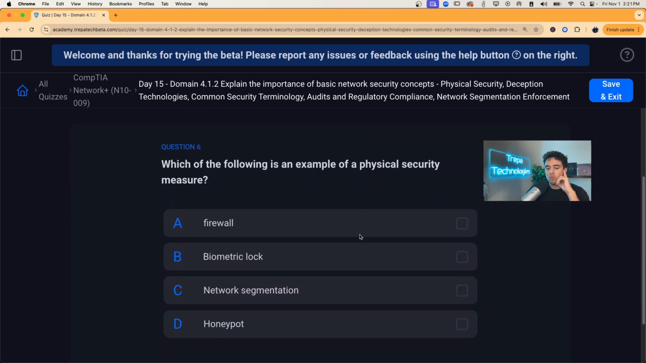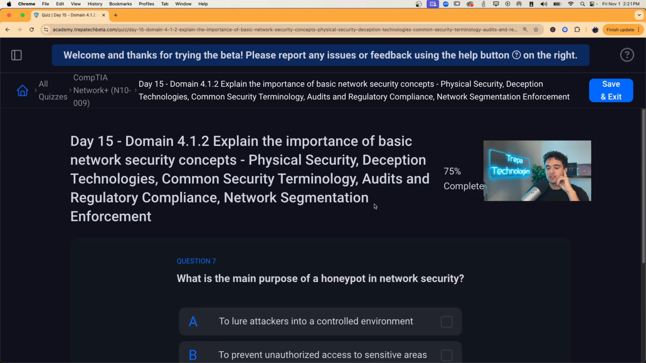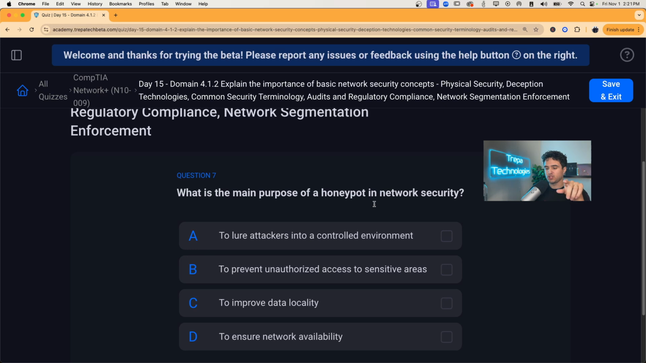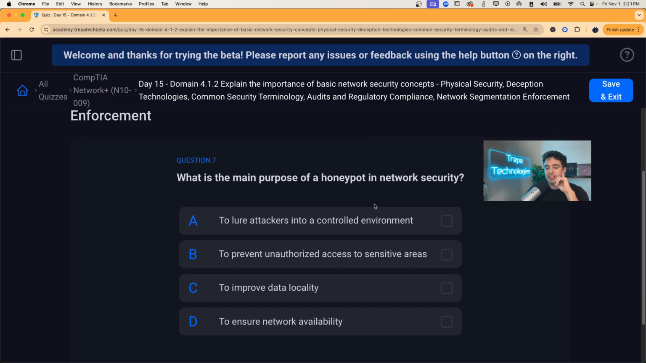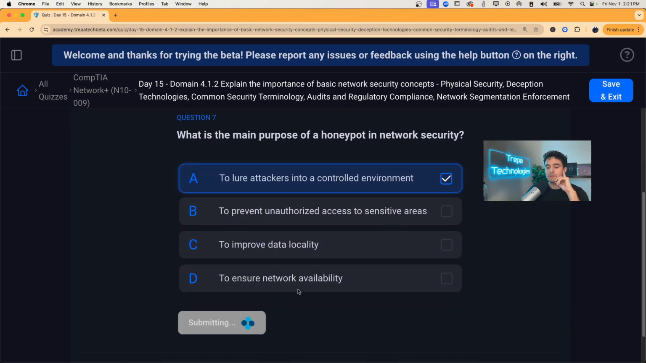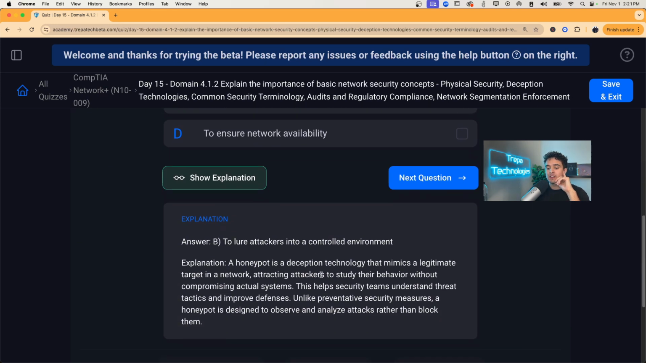Question 6. Which of the following is an example of a physical security measure? I'm going to go with B, a biometric lock, right? That's in the physical realm. Something where you put your fingerprint or let me scan your iris, which I've used those before. They suck. Question 7. What is the main purpose of a honeypot in network security? That's to lure attackers, right? That's kind of the term honeypot, but that's going to be A, to lure attackers into a controlled environment. There's the explanation if you want to pause the video and read.